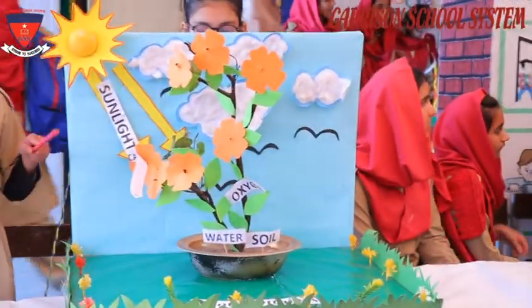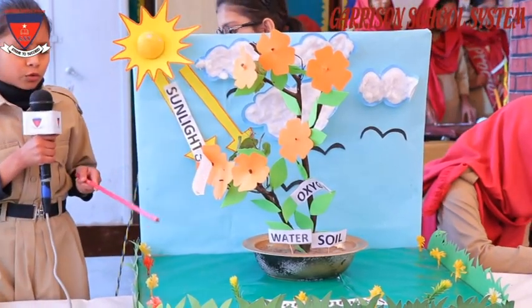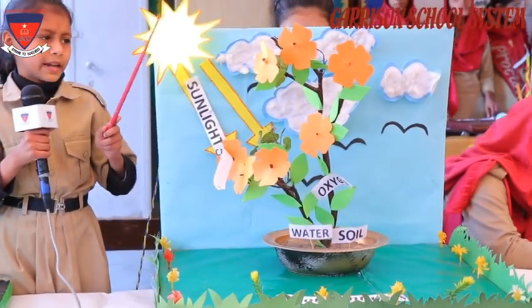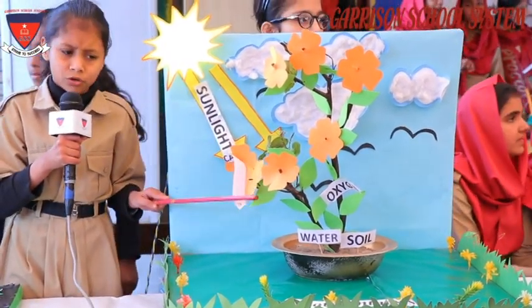Chlorophyll traps sunlight. Through photosynthesis, plants prepare their food in the form of glucose. Photosynthesis takes place in daytime. It does not take place in nighttime because sunlight is not present.